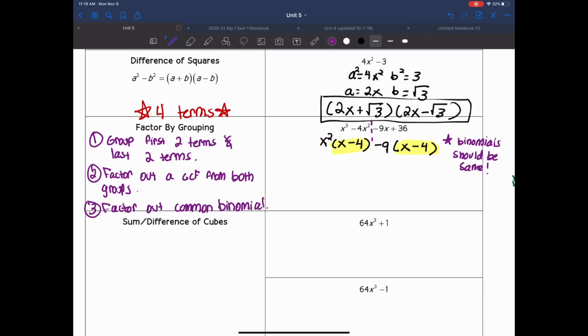And I'm going to call that the common binomial. I'm going to highlight that because the common binomial is going to be the binomial that you see on both sides of the grouping. Okay? And we're going to factor that out. So if I were to factor out an x minus 4, here's what would happen.